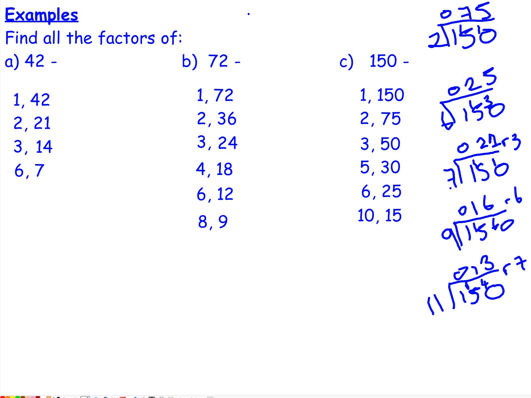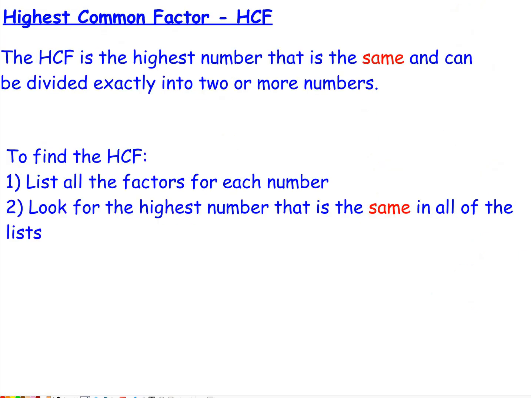Moving on to the HCF. The HCF, also known as the highest common factor. HCF is the highest number that is the same and can be divided exactly into 2 or more numbers. To find the HCF, first thing you need to do is list all of the factors for each number and then look for the highest number that is the same in all of the lists.